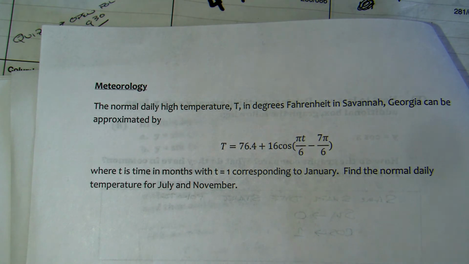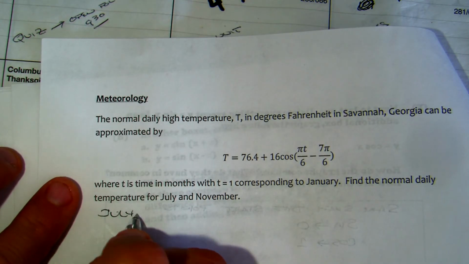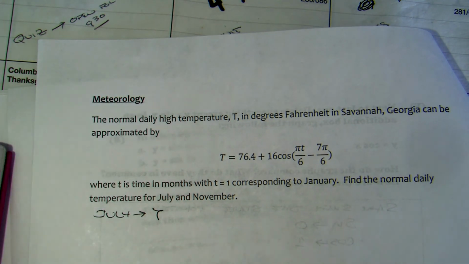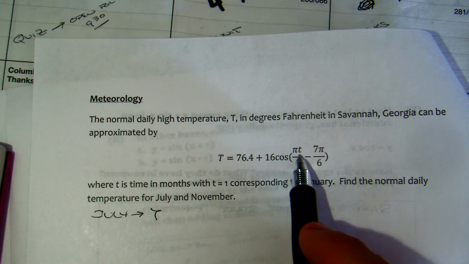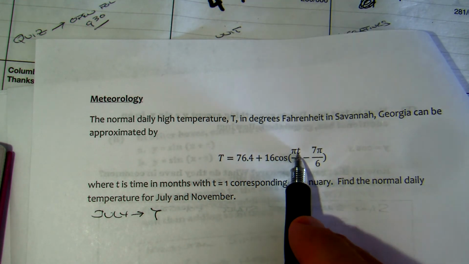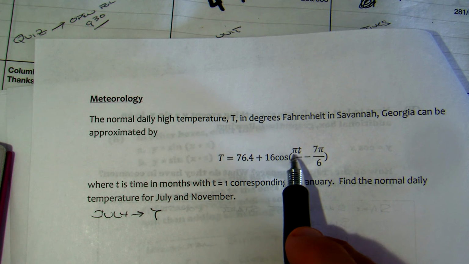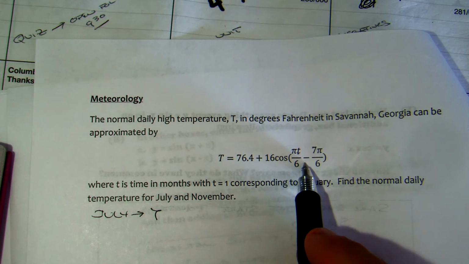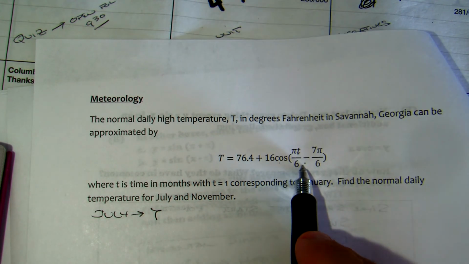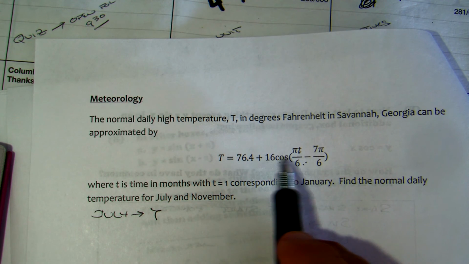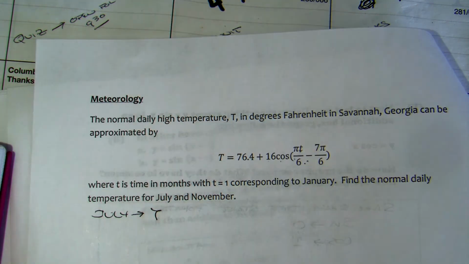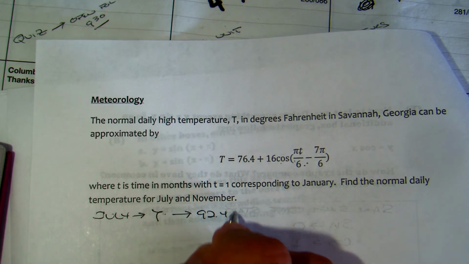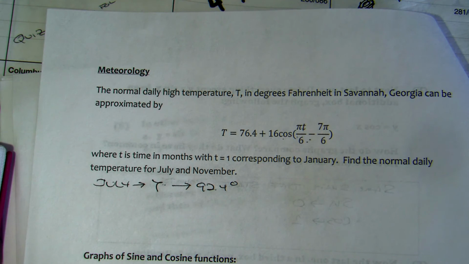So if I'm looking at July, July is the 7th month. That means I'm going to replace the t with 7. Well, 7 pi over 6 minus 7 pi over 6, of course, turns into 0. The cosine of 0 is 1. 16 times 1 is 16. 16 plus 76.4 would give me 92.4 degrees, which makes sense for Savannah, Georgia in July.